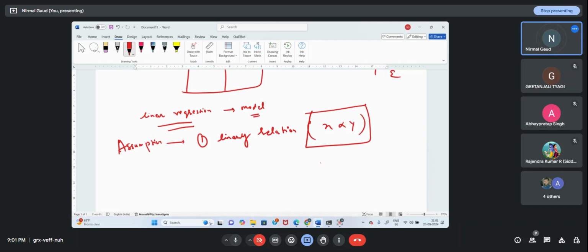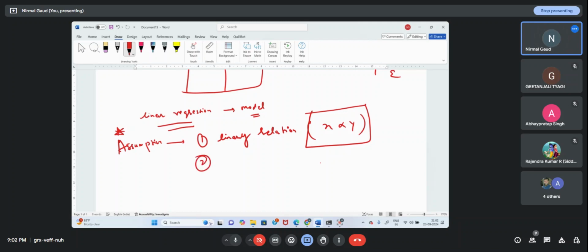Okay, that's the first assumption. Before using a model, before using linear regression, that is the first assumption. Mark it with a star: x and y are linearly related. Okay, that is the assumption.